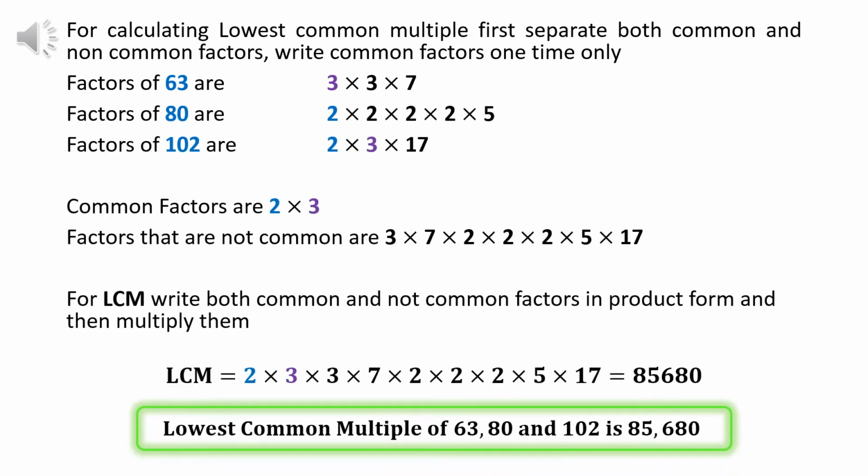For calculating lowest common multiple, first separate both common and non-common factors. Write common factors one time only. Common factors are 2 and 3, and factors that are not common are 3, 7, 2, 2, 2, 5, and 17. For LCM, write both common and not common factors in product form, and then multiply them, as shown. So, the lowest common multiple of 63, 80, and 102 is 85,680.